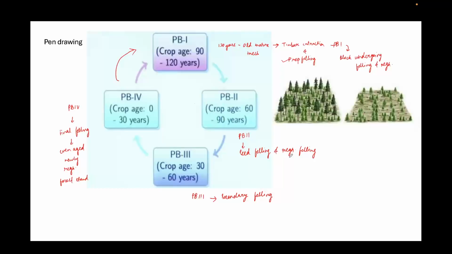So let's say block 1 is undergoing preparatory felling, while block 2 is undergoing seed felling, while at the same time, at any given time, this is undergoing secondary felling and this is undergoing final felling. And this being one whole forest, now when this transitions to secondary felling, this transitions to the seed felling, this transitions to the secondary felling. I'll draw it bigger.